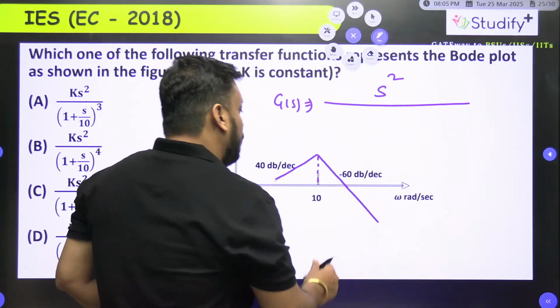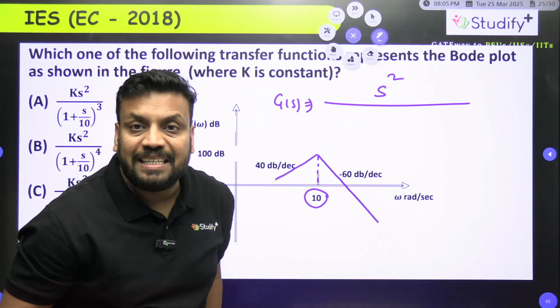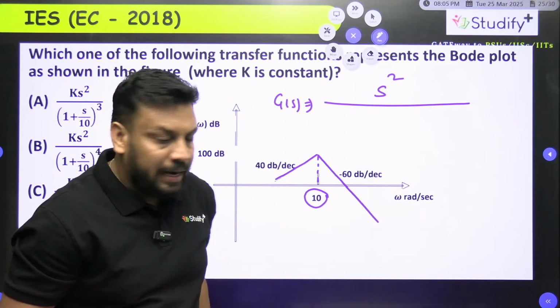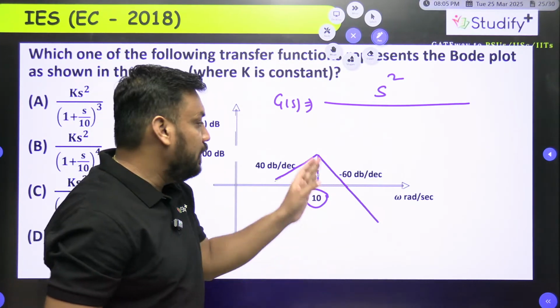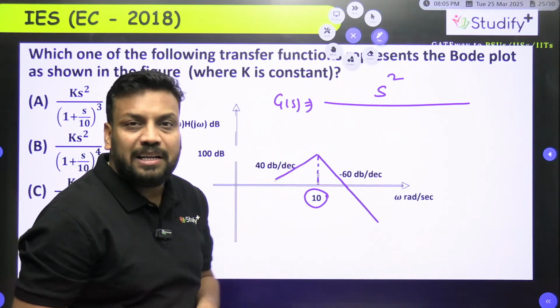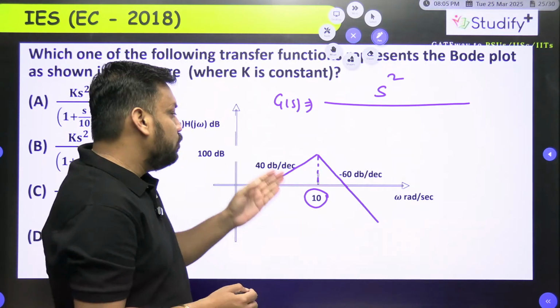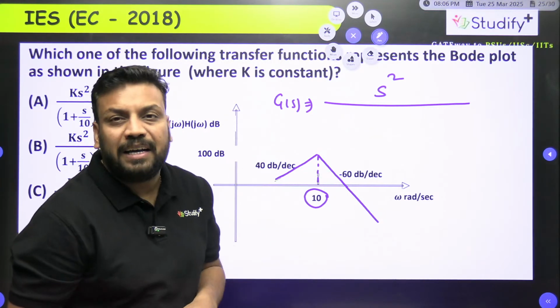Now coming to the part, as soon as 10 radian per second will come, what is happening here? At 10, what is happening? The earlier slope was plus 40 and the next slope is minus 60. Brother, what should we do with plus 40 so that it becomes minus 60? What should we do with plus 40 dB per decade so that it will become minus 60?